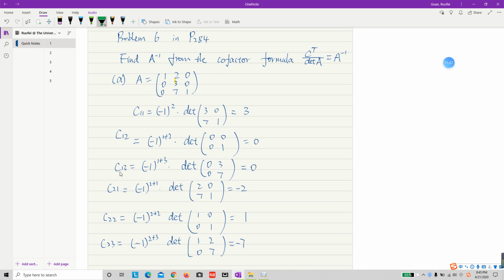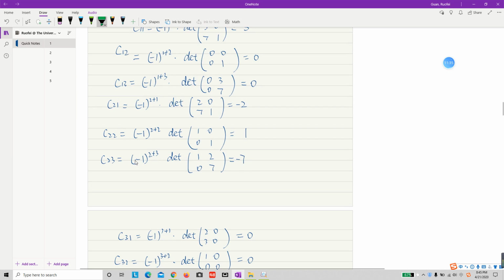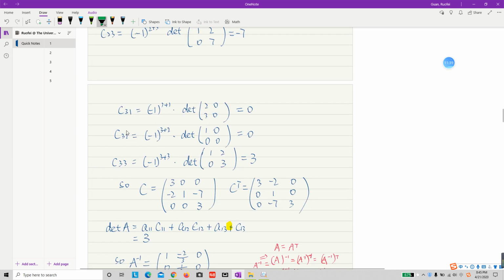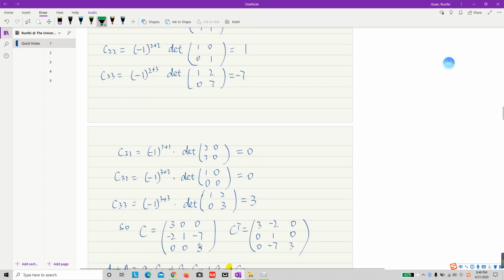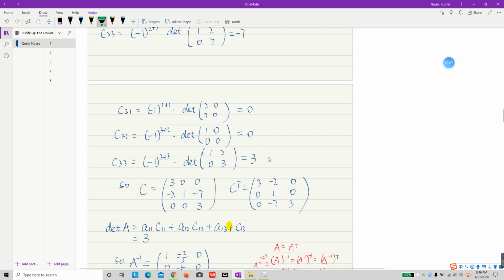And in the same way, we get C13 equals 0, C21 equals minus 2, C22 equals 1, and C23 equals minus 7, and C31 equals 0, C32 equals 0, and C33 equals 3. So C is: the first row is 3 0 0, the second row is minus 2, 1, minus 7, and the third row is 0 0 3. You need to be really careful that we don't need C, we need C transpose. So C transpose is 3 0 0, minus 2 1 minus 7, 0 0 3.